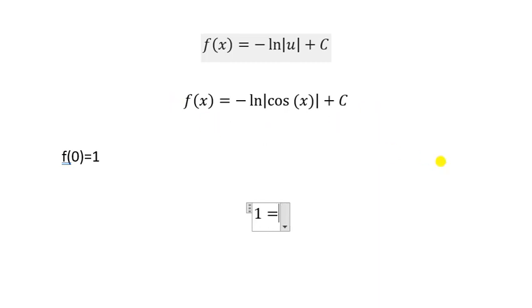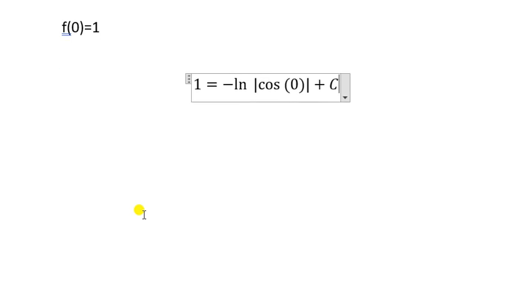This equals minus the natural logarithm of cosine of x, right? In this case, it would be cosine of 0, right? Because x equals 0 according to this number we have inside the parentheses, and all of this plus c. So it's just a matter of solving the equation for c.